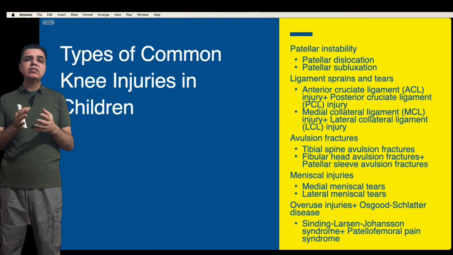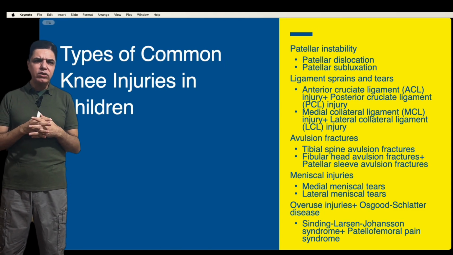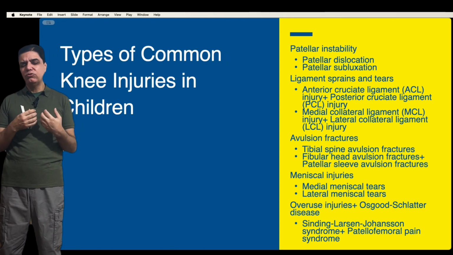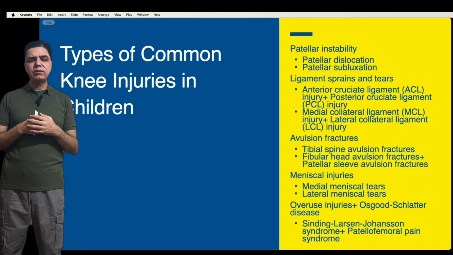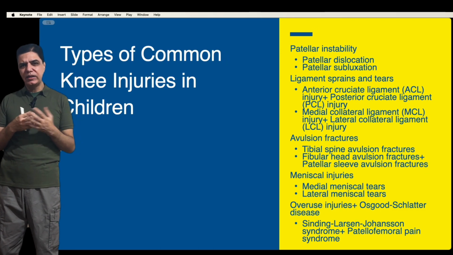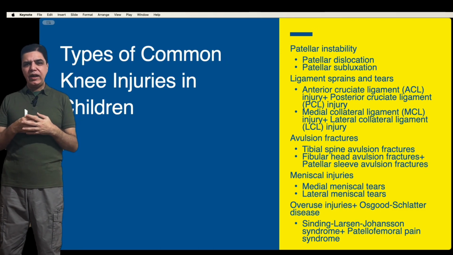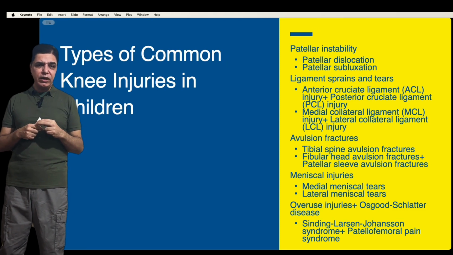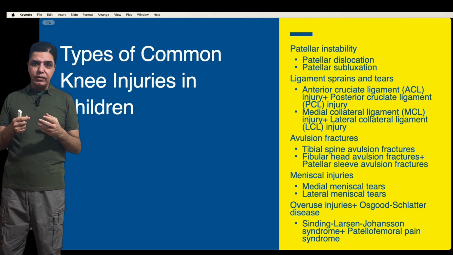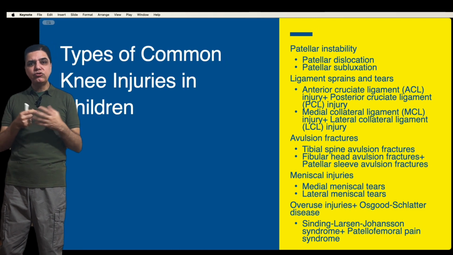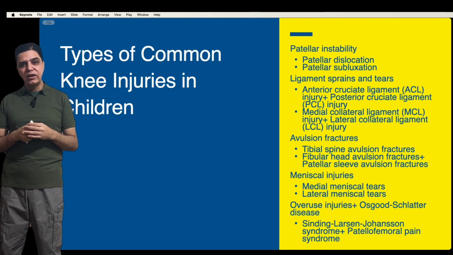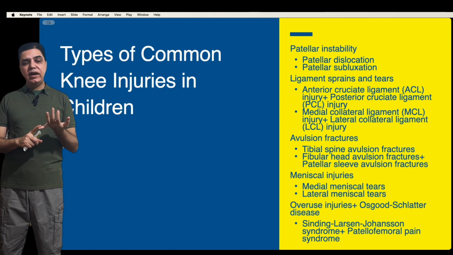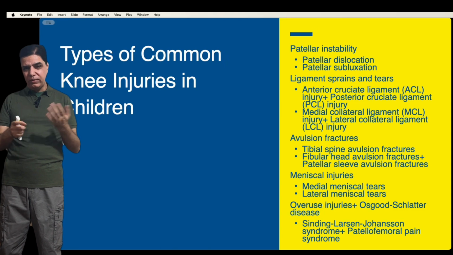And then there are certain injuries which are not true injuries, but overuse syndromes. Somebody who's been using the knee too much, either because they're involved in sports or running or jumping, can get some sort of traction apophysitis. Two important overuse injury patterns or overuse syndromes causing pain in the knee joint are, number one, what we call Osgood-Schlatter disease, and Sinding-Larsen-Johansson syndrome, and we will discuss them later on.